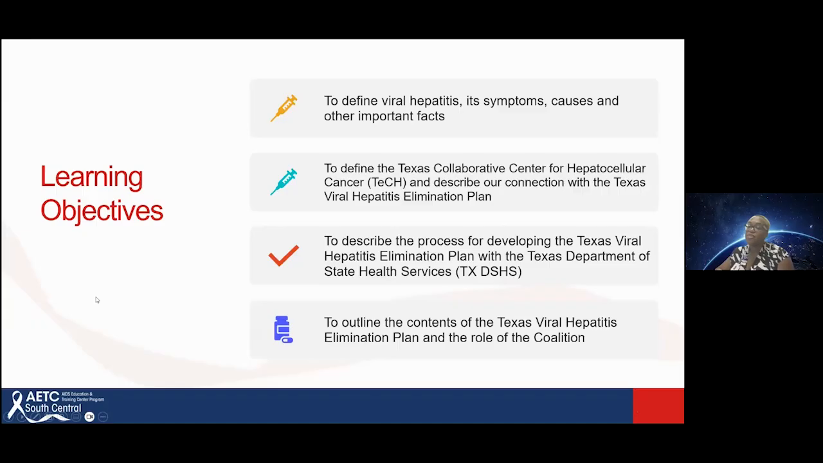And so, the learning objectives for today: we will define viral hepatitis, its symptoms, causes, and other important facts. I will also define the project that I'm on currently, called the Texas Collaborative Center for Hepatocellular Cancer, or Liver Cancer, and describe our connection with the Texas Viral Hepatitis Elimination Plan. I will also describe the process for developing that plan with the Texas Department of State Health Services, or like I call them, DSHS. And then I will outline some of the contents of the Texas Viral Hepatitis Elimination Plan and the role of the coalition.